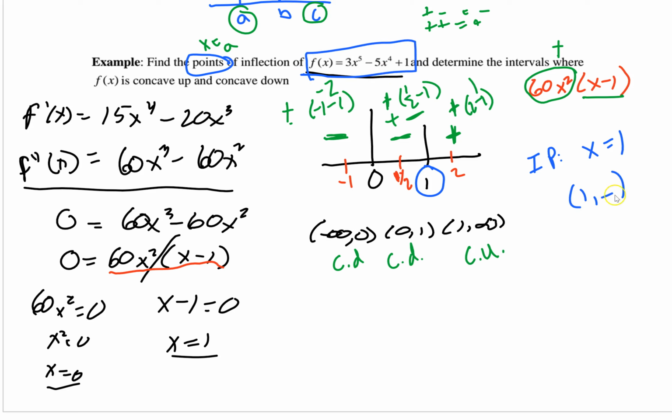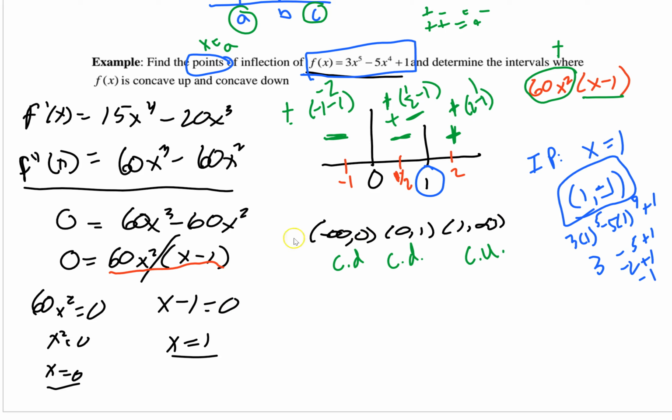So if I want the y value for an inflection point, we're talking about the function itself, so you plug it in. So 3 times 1 to the 5th, minus 5 times 1 to the 4th, plus 1. Remember, 1 to any power is 1, so 3, same idea, 5 plus 1. Negative 2 plus 1 is negative 1. So that's my inflection point, (1, negative 1), if they want the actual point. Sometimes they just want the x value, sometimes they're jerks and they want the actual point.